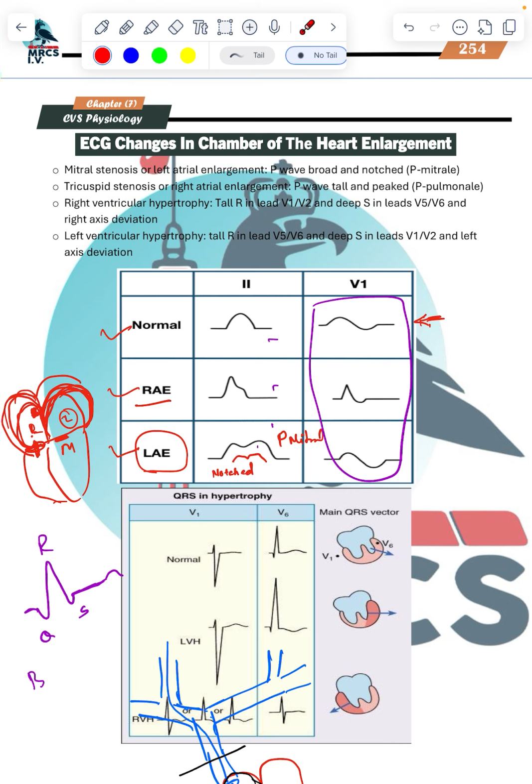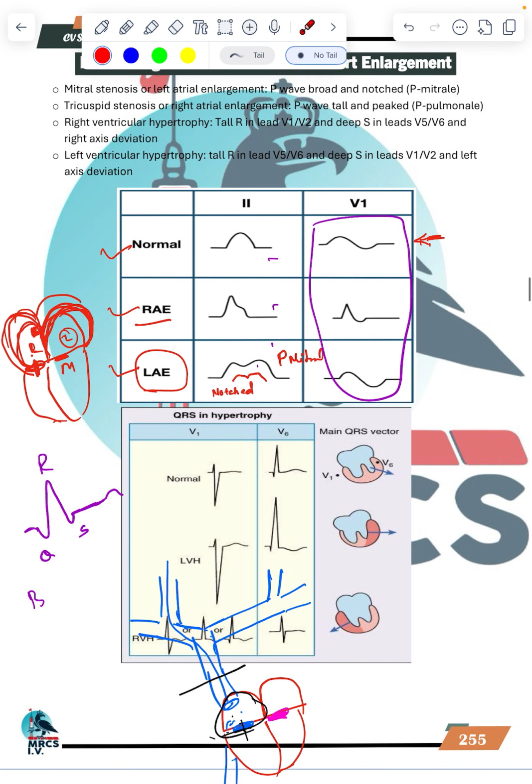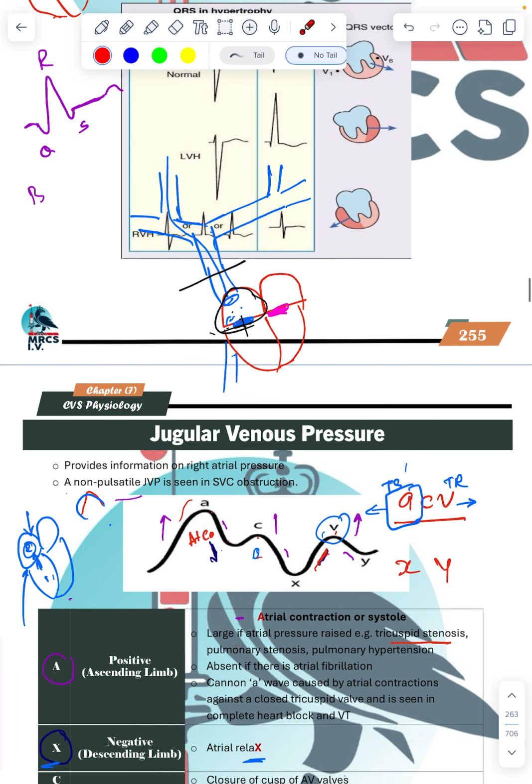Left ventricular hypertrophy. Again, the S is very deep. Tall R in lead 1 and a very small S in lead 1, with left axis deviation.